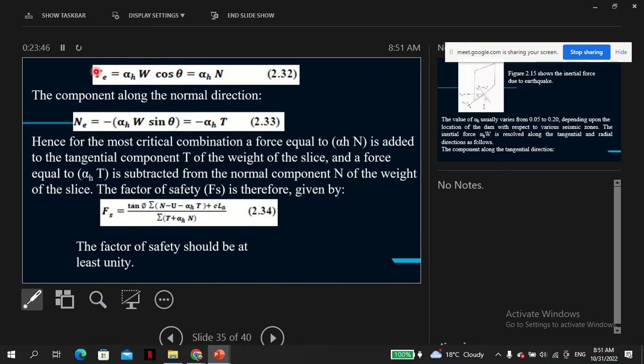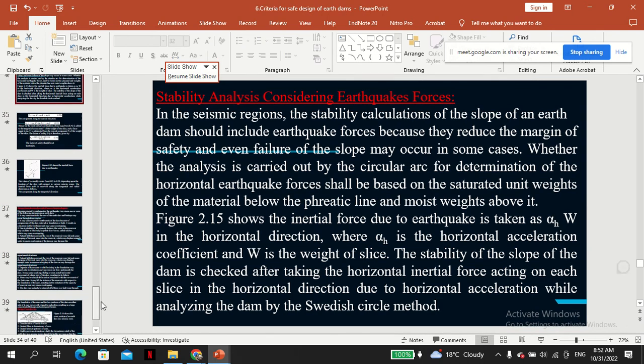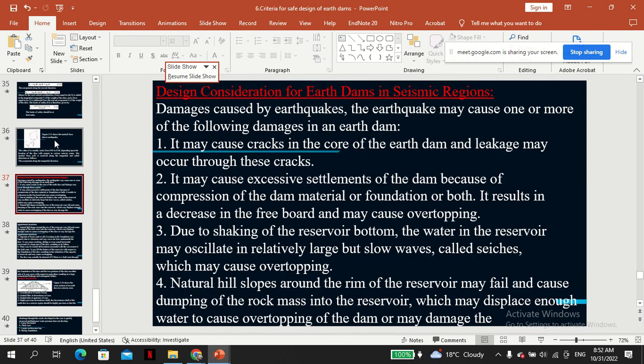So this is an additional force from earthquake. The only thing you don't know here is this factor alpha h. Now this factor could be estimated in different ways. I will show you. So then for the most critical combination of equal alpha h and alpha v, some typos here. Where is that?